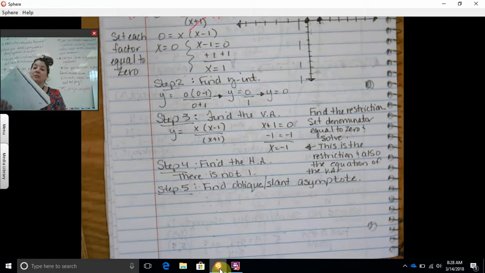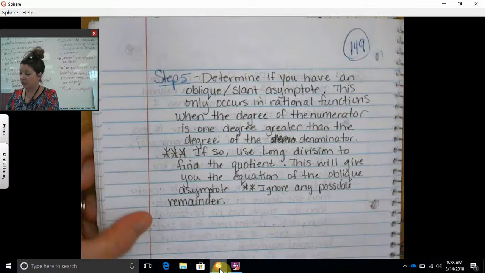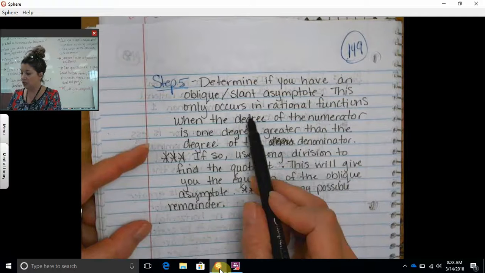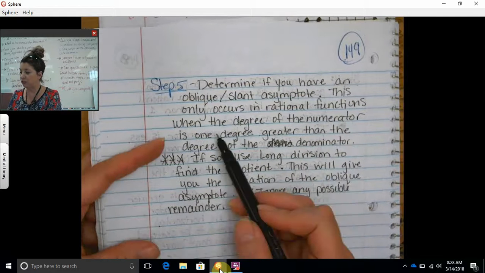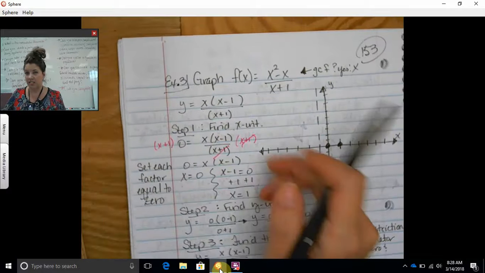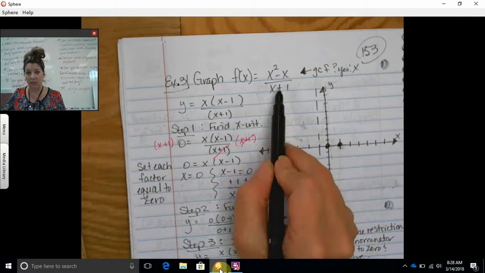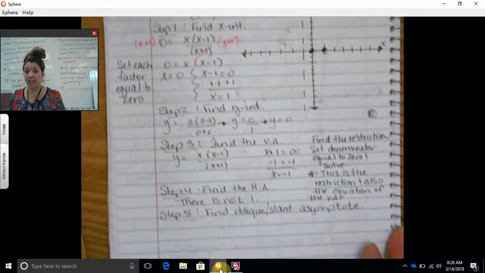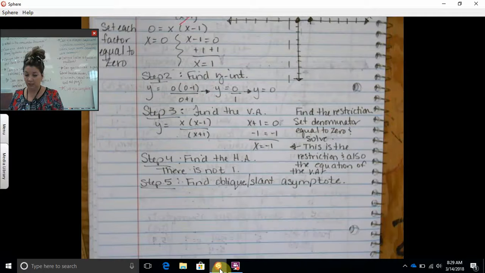So step 5 is on page 149 of our notes. It says, determine if you have an oblique/slant asymptote. This only occurs in rational functions when the degree of the numerator is 1 degree greater than the degree of the denominator. Was that true in this case? Is our numerator 1 degree greater than the denominator? Yes. So we're going to have a slant asymptote. We've got to figure out how to find it.